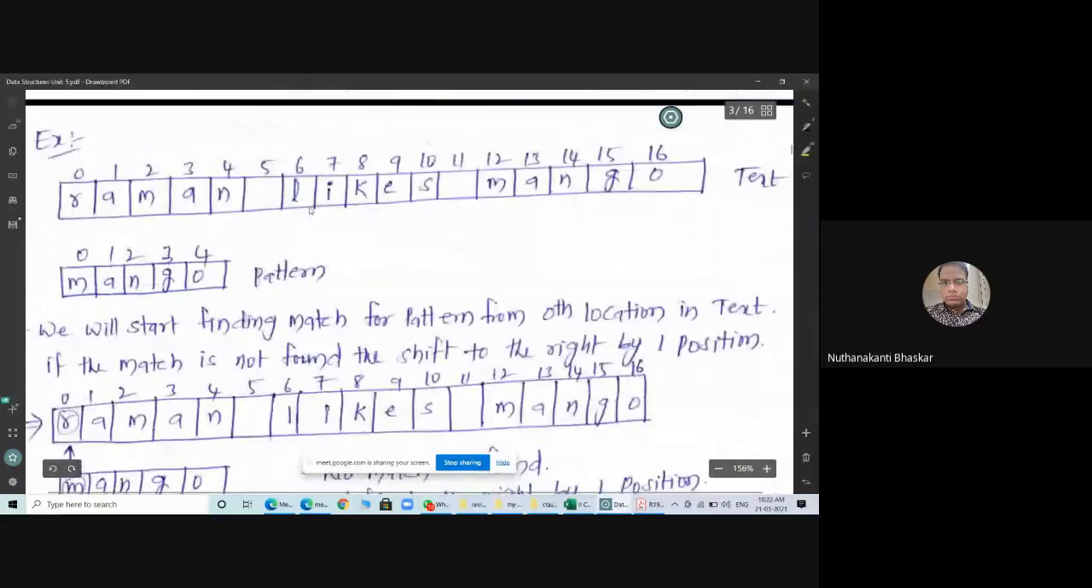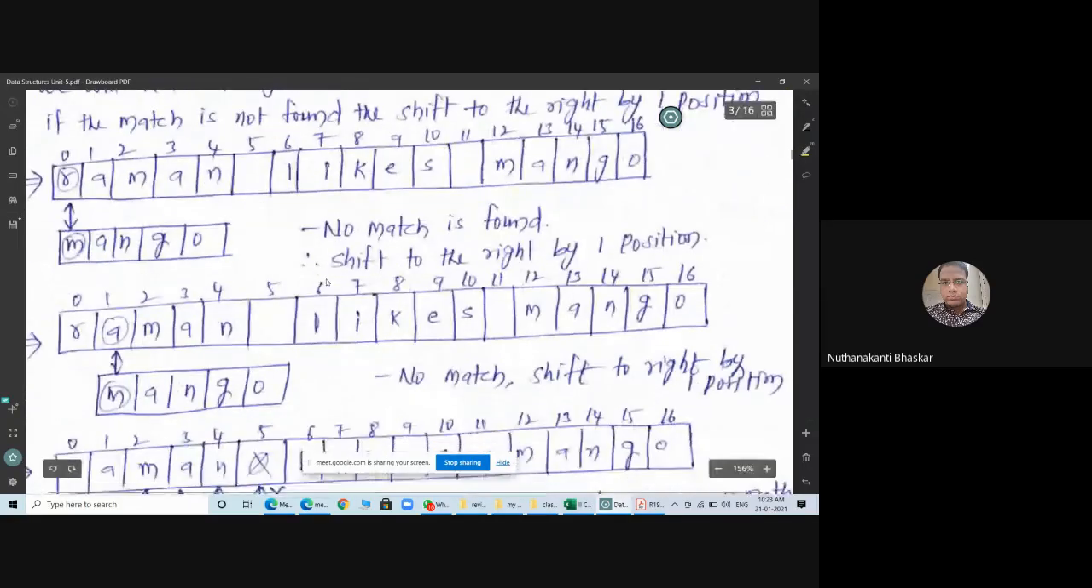Here I will show you an example. My text is "Raman likes mango" and my pattern is "mango". The text size is 17 characters; the space is also a character, as you know. The pattern size is 5. Now I need to find this pattern in this text. In your syllabus, this is given only for text processing, which is why I am applying pattern matching on text.